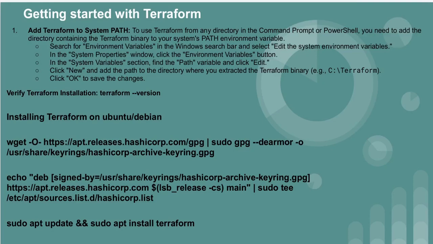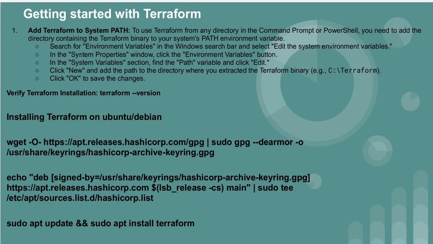So we are continuing with the Terraform tutorial, and we are going to see how we can add the path variable in a Windows system. Adding Terraform to the system path. To use Terraform from any directory in the command prompt or PowerShell, you need to add the directory containing the Terraform binary to your system path environment variable. Search for environment variable in the Windows search bar and select edit the system environment variables.